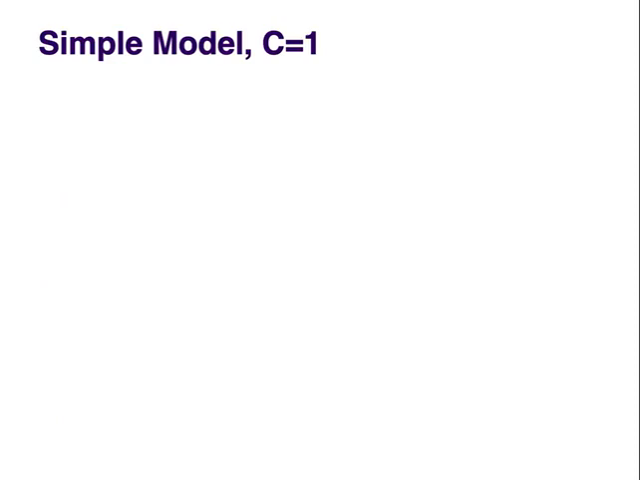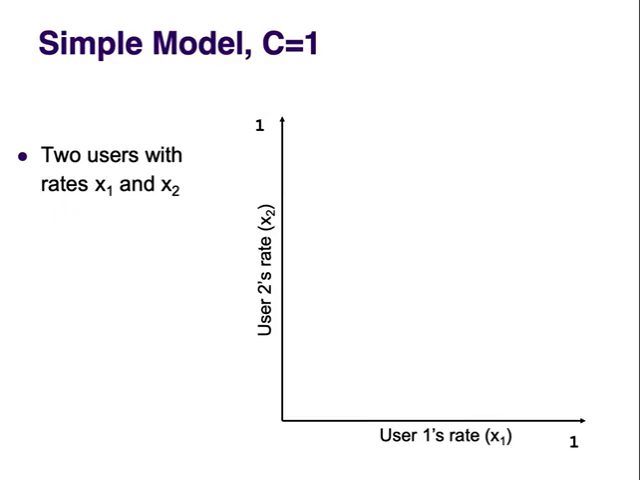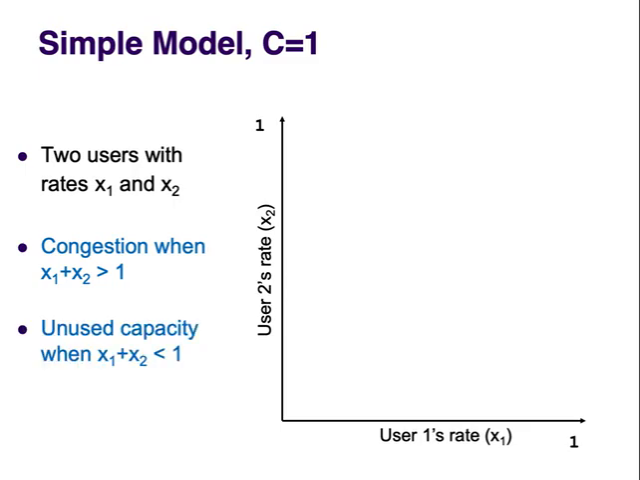So let's look at what this looks like graphically, with a simple model where we say capacity is 1. What I'm showing you here is the rate that each user has, x1 and x2 on the axes. So 2 users with rates x1 and x2, we say that you're congested if x1 plus x2 is greater than 1. We have unused capacity, or you're underloaded, when x1 plus x2 is less than 1.